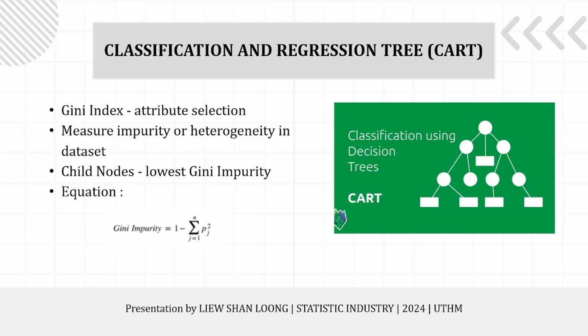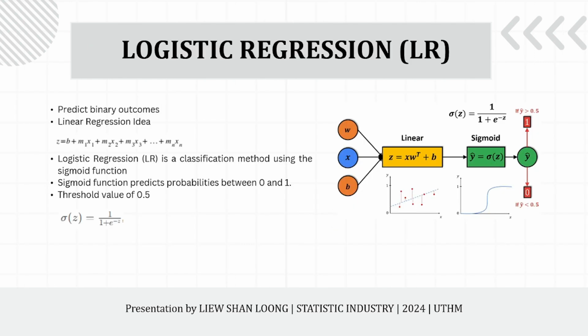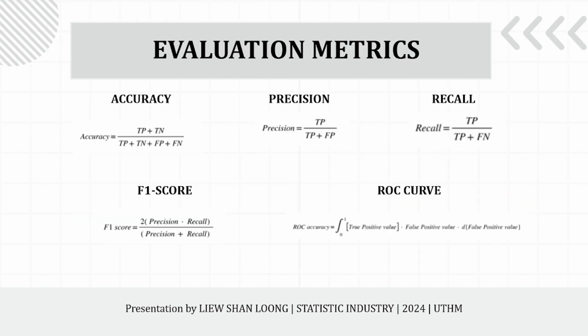The first method we use is CRT, which uses the Gini index to measure the impurity and select the best split during tree construction. It evaluates the different splits and selects the one that minimizes Gini impurity, ensuring more homogeneous child nodes. While for logistic regression, LR predicts binary outcomes such as yes, no, fail, pass by applying a linear combination of input variables. It uses the sigmoid function to convert this combination into probability, giving the likelihood between 0 and 1 for the outcome. So this is the evaluation matrix that we use for our research.